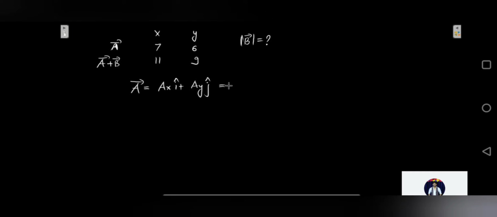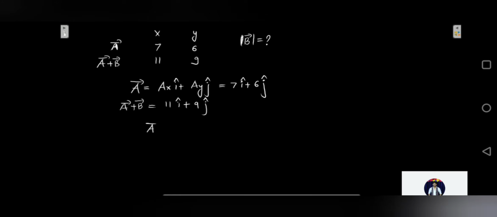So A I can write as 7i plus 6j. Similarly, A plus B, components are given to me in x and y direction, so I can write it as 11i plus 9j. So I need to find out magnitude of B. For that reason, I need to find out the vector B first. Correct, no? So what will be the formula?